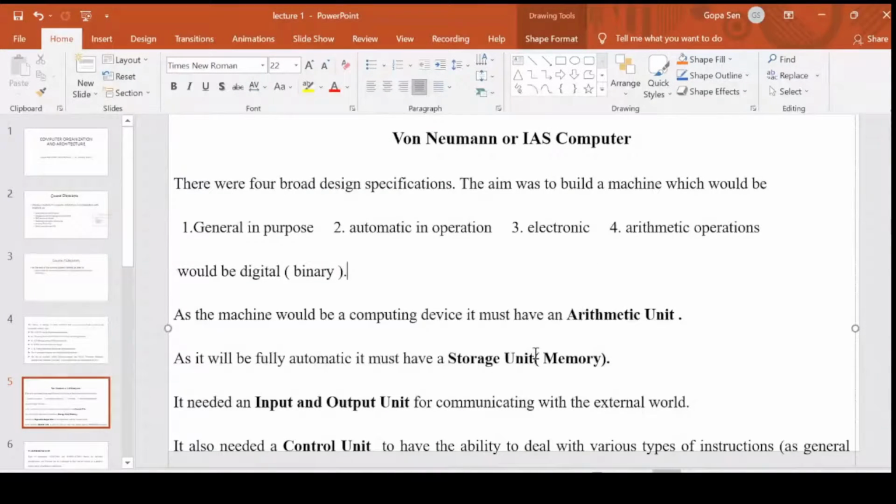Now, not only arithmetic and storage unit, it must have some input and output unit through which the machine will communicate with the external world or the user. Through the input and output unit, the user and the machine can communicate with each other. Generally, with the help of the input unit, the user can input information into the machine, and through the output unit, the machine can pass on the result to the user. So it must have some input and output units. Input and output units are sometimes abbreviated as IO unit.